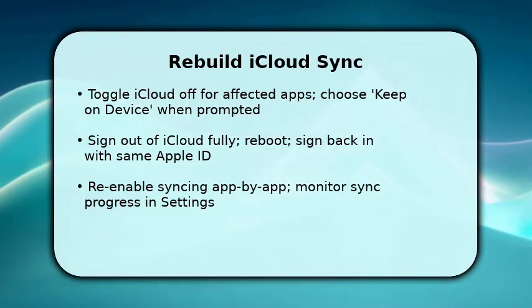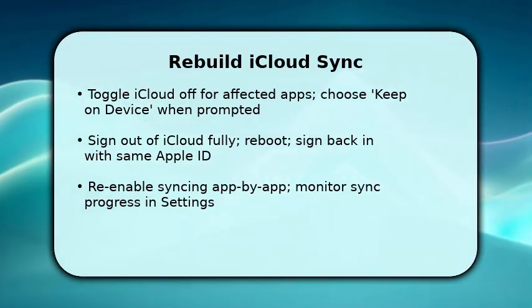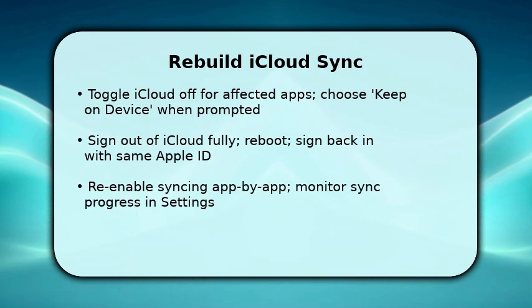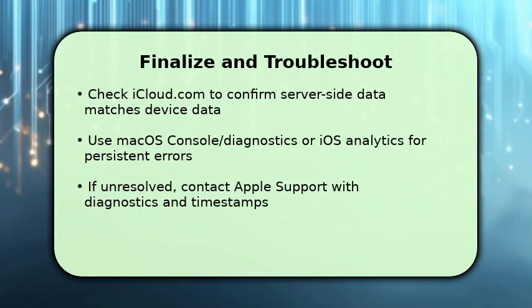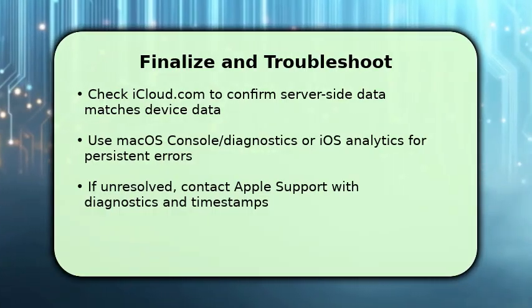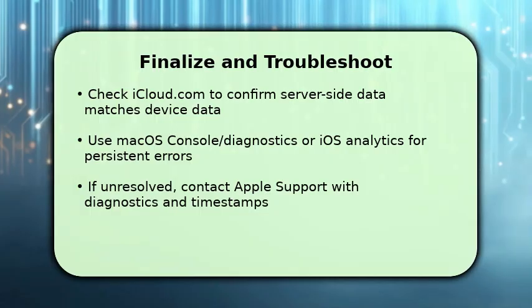After signing in, re-enable syncing one app at a time so you can observe which dataset reintroduces issues, and let each item finish syncing before moving to the next. Finish by verifying iCloud.com to ensure server-side records match your device copies. This confirms whether the issue is local.